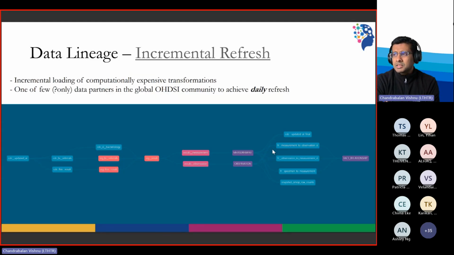I think we are still one of the very few centers in the world where our OMOP data refreshes every morning. This morning, if I go and look at my measurement and observation tables, the data is current as of the midnight before. And we're trying to reduce that to maybe every few hours. We're hoping to be able to do that.